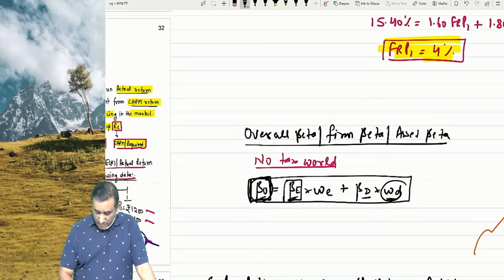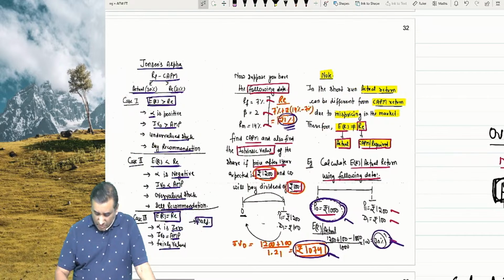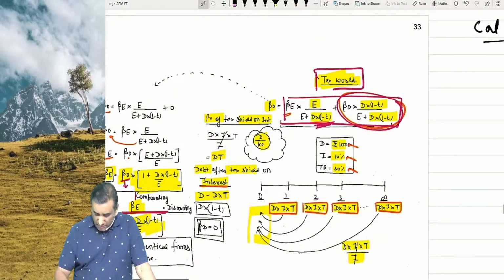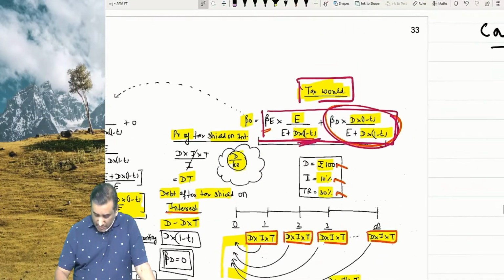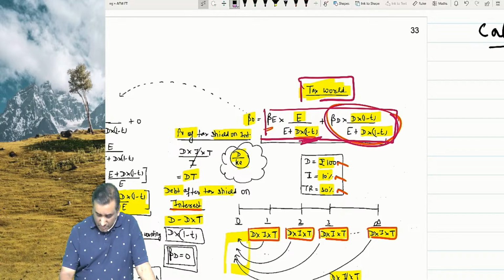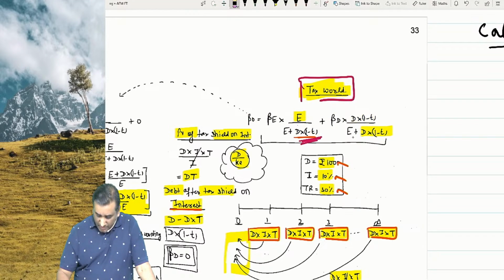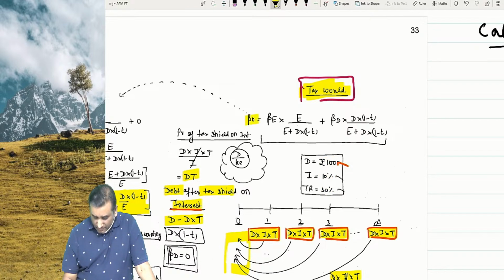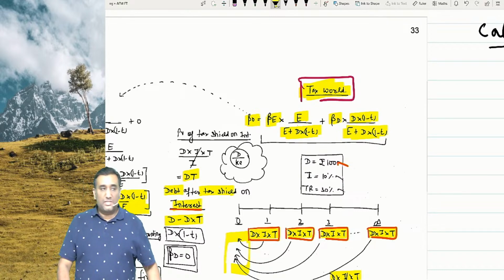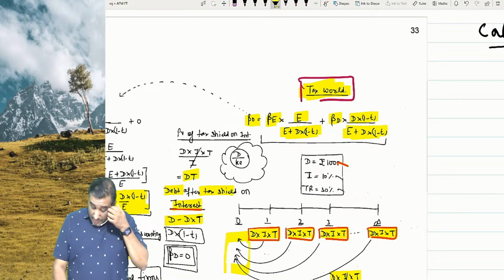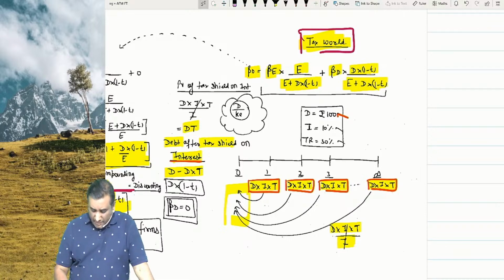So if I look at the structure of the tax world, in the tax world we have a formula which comes: beta overall is equal to beta of equity into E, plus beta of debt into D into (1 minus t), divided by E plus D into (1 minus t). That is the standard formula. And then I have done some derivation of it, of why D into (1 minus t) comes.